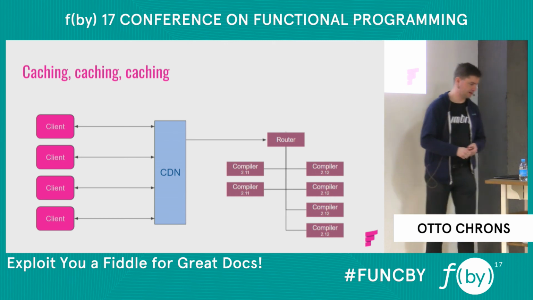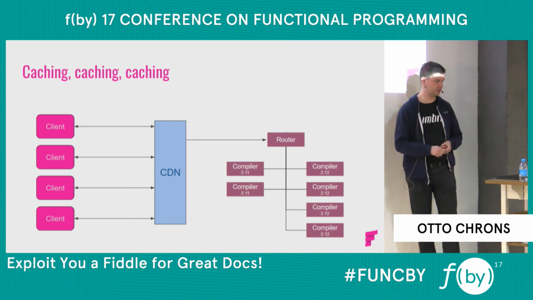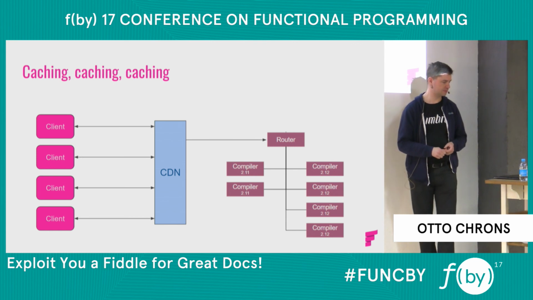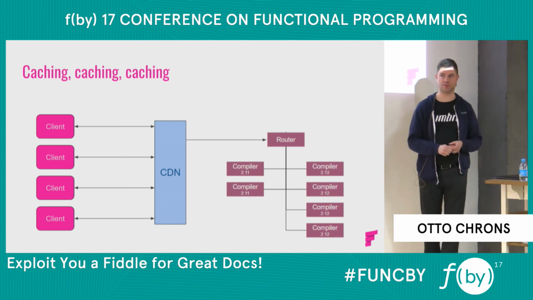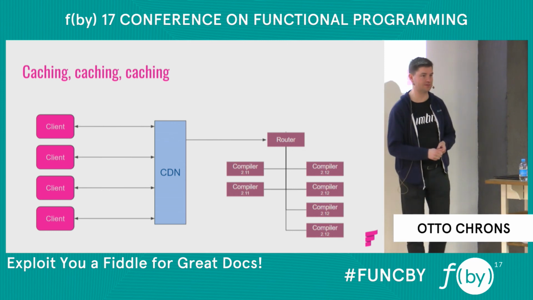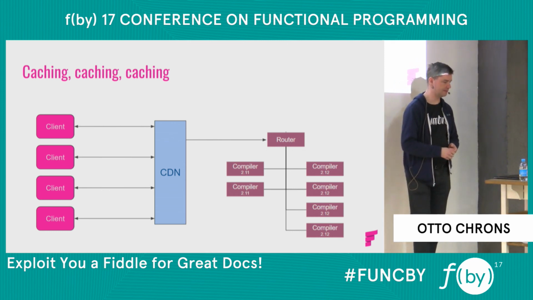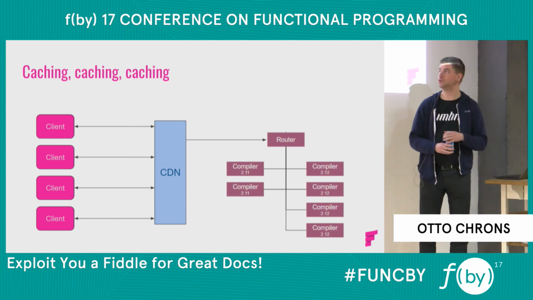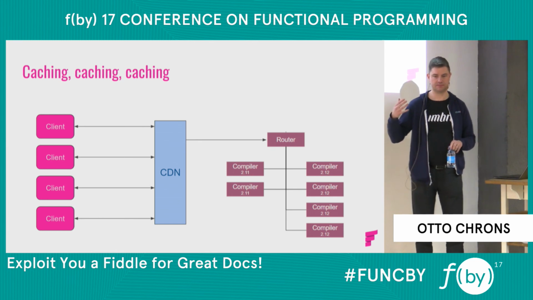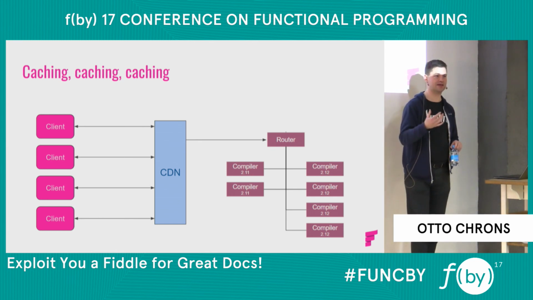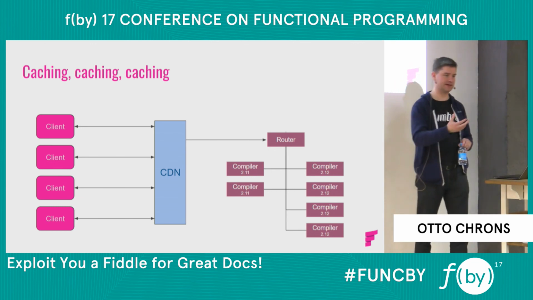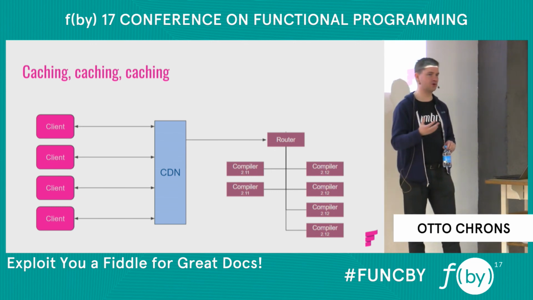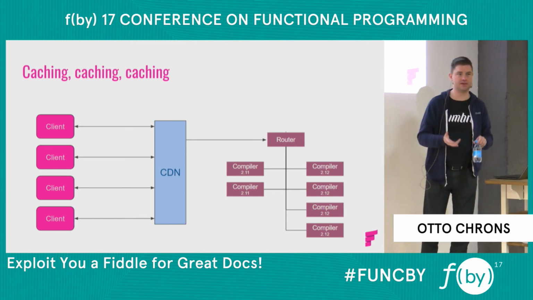So what makes Scala Fiddle fast? I recently wrote a Medium blog post about this going more into the details, but basically it's all about caching on different levels. The first level after the client does something is that I'm using the Cloudflare content delivery network. Quite often, especially when it comes to embedded documentation fiddles, somebody has seen that before. Somebody has compiled that exact same thing before. So why should we compile it again? Because it's going to end up being exactly the same.